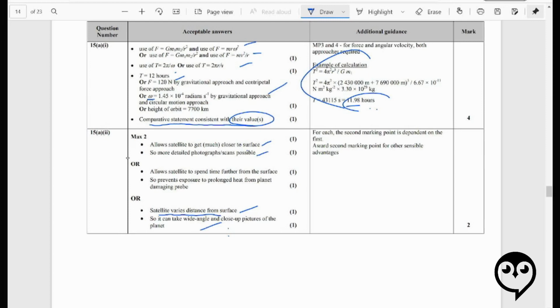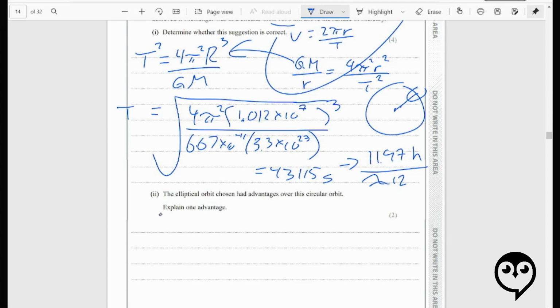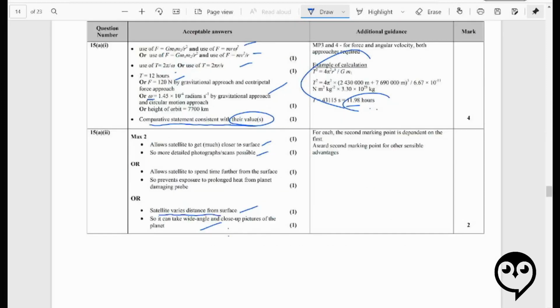I don't know if they're allowing you to mix and match those. I think it's because they had explained one advantage. I guess the advantage is either more detailed photographs or different range, like close-up and wide angle. Those are two different things. You need to talk about how you can get to do that. Here you can get closer to the surface for the detail, and here it's variable, so you can get different wide angle or close-up shots.